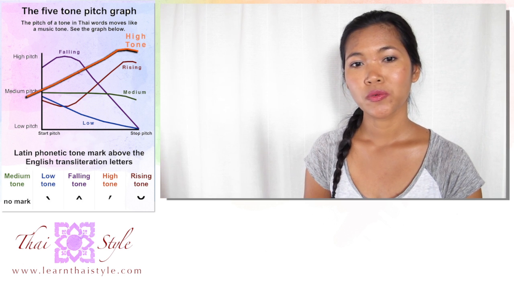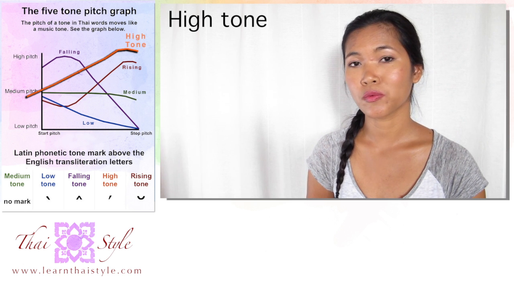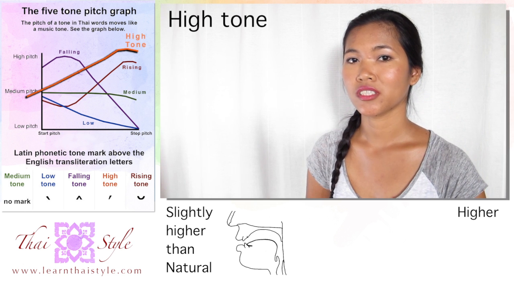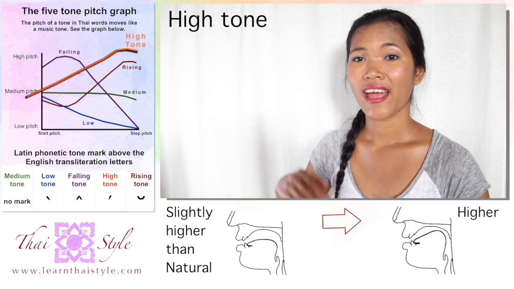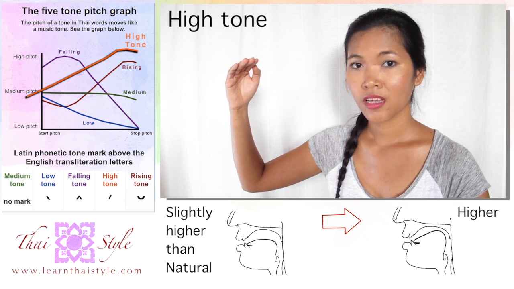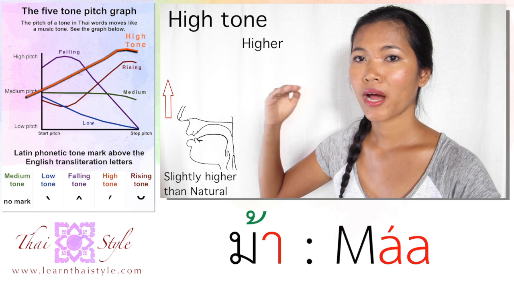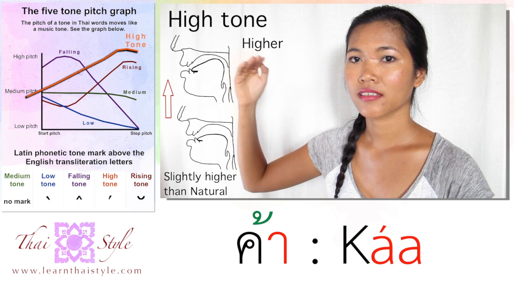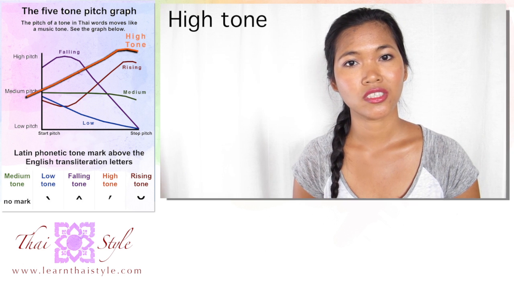Now, how do we make a high tone? We start the sound by positioning the root of our tongue at a slightly higher position than its natural position. Then we move it to an even higher position to exaggerate the high tone. For example, a, ma, ga, la, ka, cha. It's like you are shouting out so people can hear you.